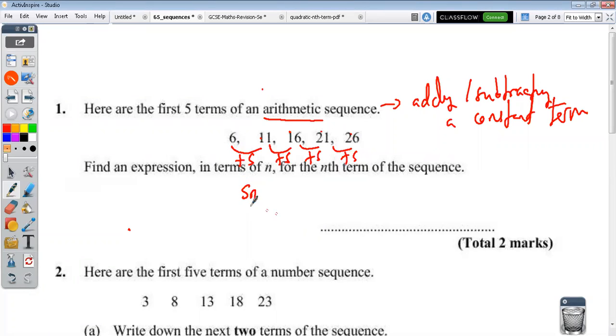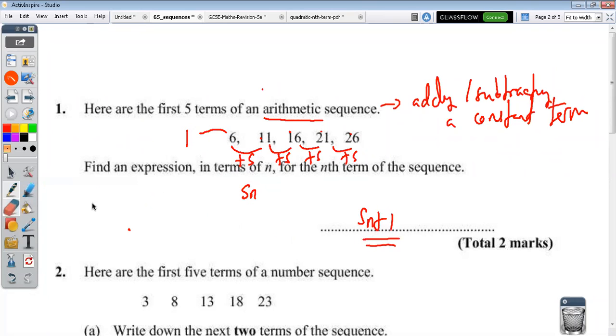Okay? So I want to show you the shortcut to get the correct formula. What would be the number before 6? That would be 1. So it's simply the 5n plus 1 formula.